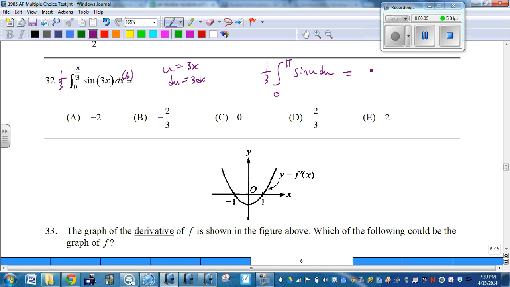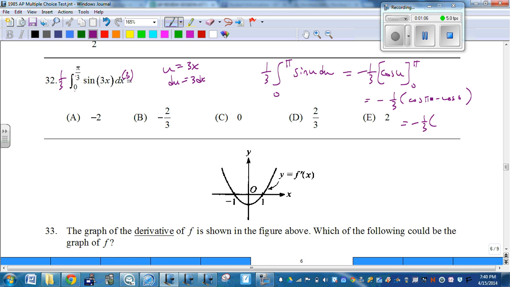So now we have the antiderivative of sine, which is what? Negative cosine of u. And we can leave this as u, because we're going to evaluate this from 0 to pi. We already changed these. We don't have to change this back to 3x. So just leave it in terms of u. We get negative 1/3 times cosine of pi minus cosine of 0.